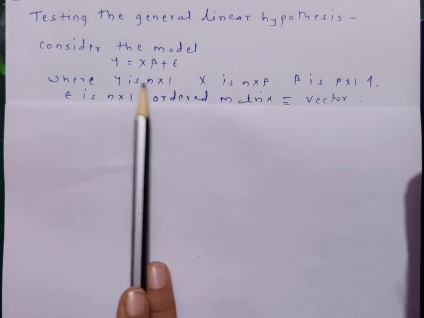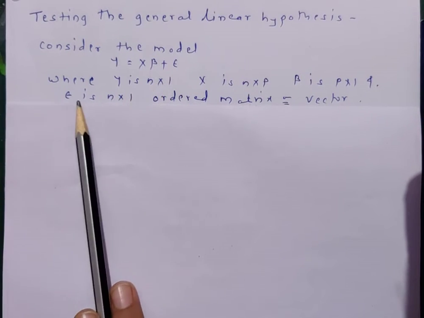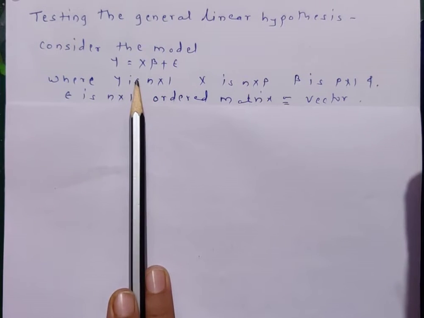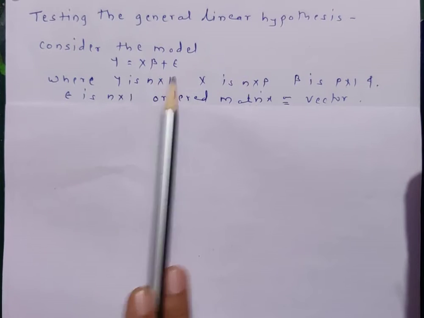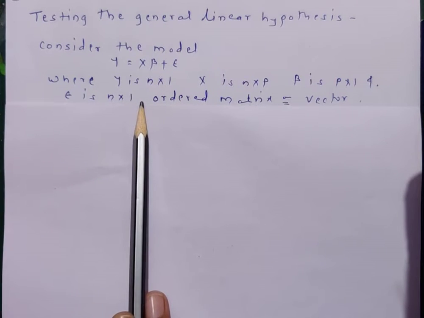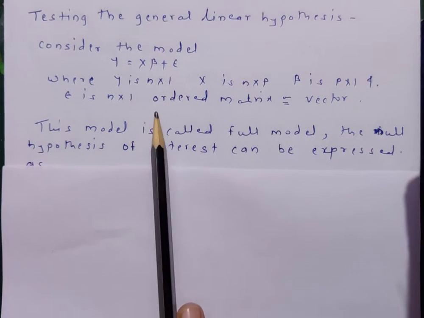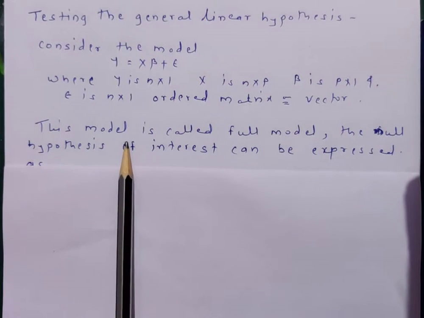So consider the model over here. Our model is y is equal to X beta plus epsilon, where y is of order n by 1, X is n by p, beta is p by 1, and epsilon is n by 1. Over here, p means we have k plus 1 variables. So these are the orders of the matrices and vectors. This model is called the full model.